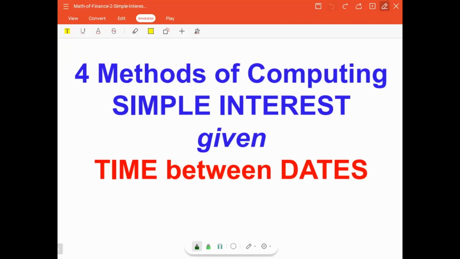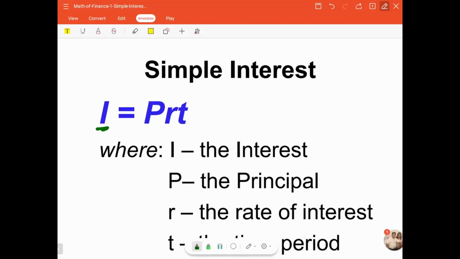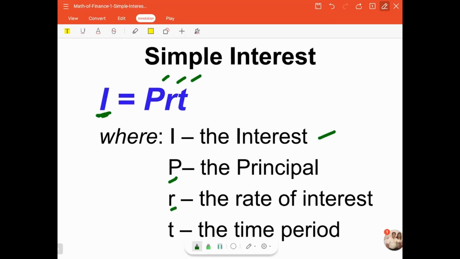In this video, I'll be discussing the four methods of computing simple interest given time between dates. This is the formula for the computation of the simple interest I. I is equal to P times R times T. I is the interest, P is the principal, R is the rate of interest, and T is the time period.